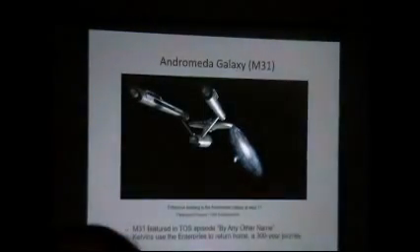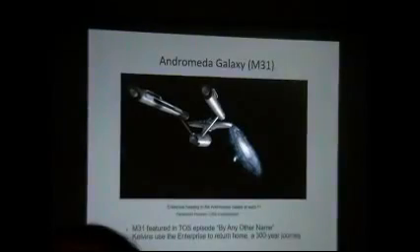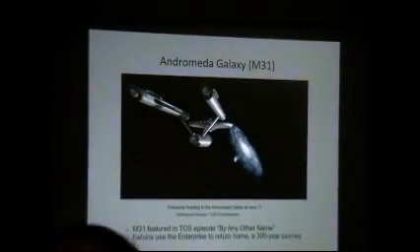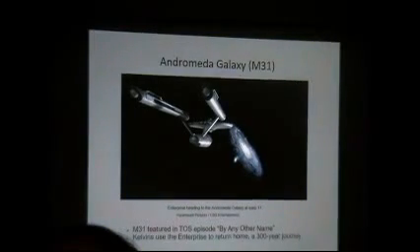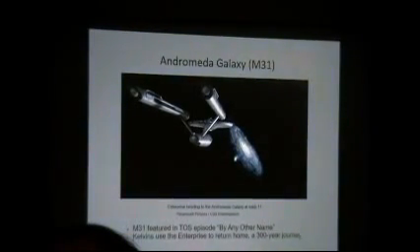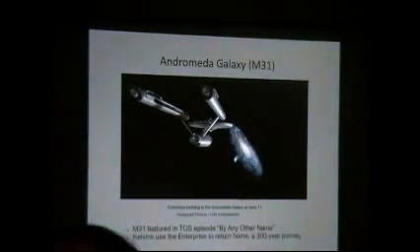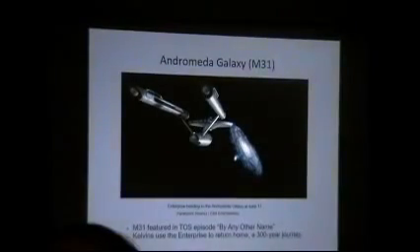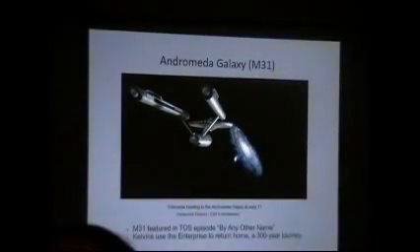Andromeda Galaxy, M31. The Enterprise was heading for that galaxy, but turned around. It's an episode by any other name. Kelvin hijacked the Enterprise, wanted to go back to their home world. But I think Captain Kirk used his charm or something and got them to turn around.